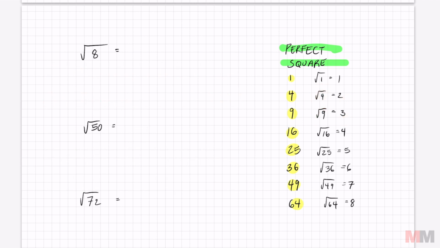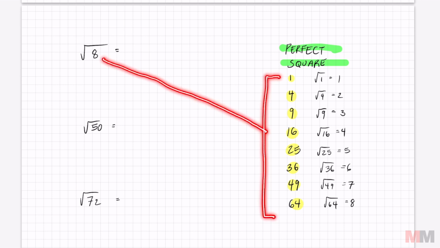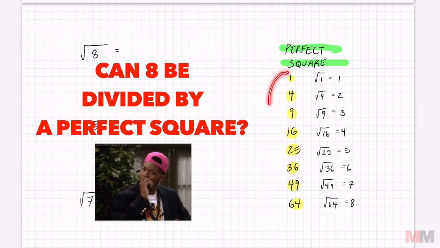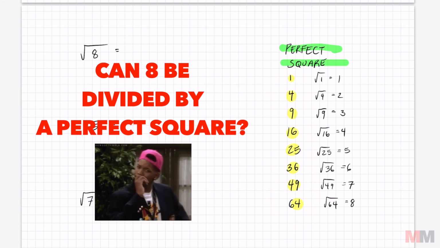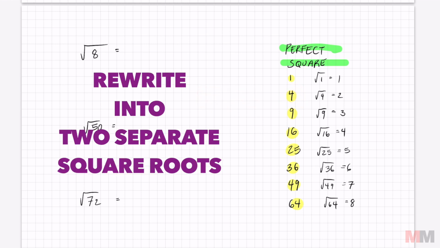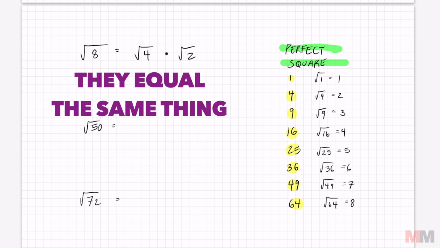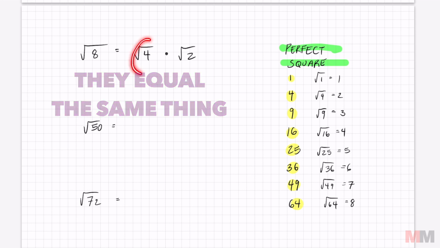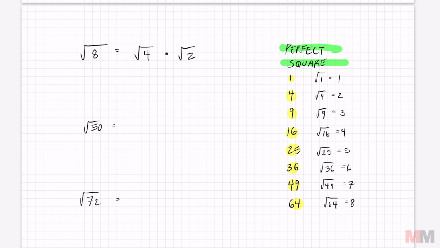Let's take the square root of 8. Let's get started. What you ask yourself in the beginning is, can I divide 8 by any of these numbers in yellow? And the answer to that is yes. You can divide 8 by 4, because 8 divided by 4 equals 2. So I can rewrite square root of 8 as square root of 4 times the square root of 2. And why does that help? Because this is a perfect square right here, and you're going to get a whole number out of that.